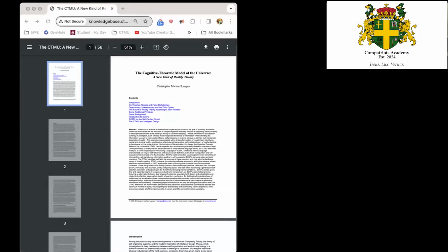And therefore, it addresses a lot of the problems that we've had in physics, biology, and so forth, while preserving all of the benefits of existing scientific and mathematical paradigms. Because remember, we're not throwing out all science, we're actually extending it and grounding it in a deeper truth. So that's essentially what the CTMU is about. I want to hopefully wrap up soon, but if there are any urgent questions, I'll take those now.